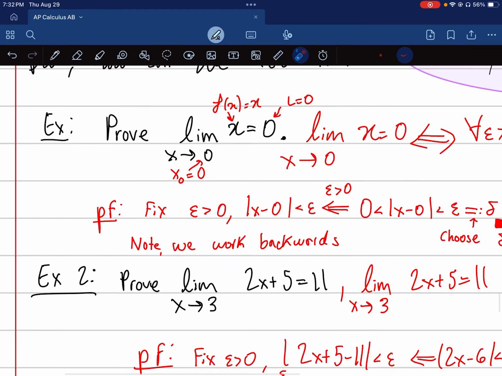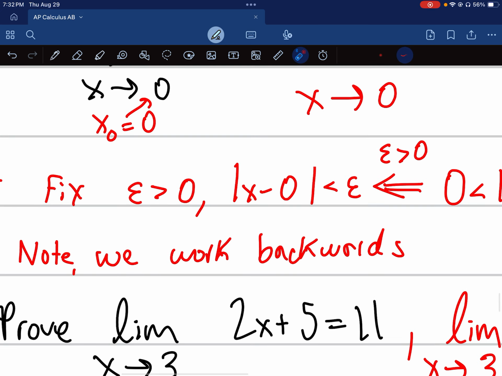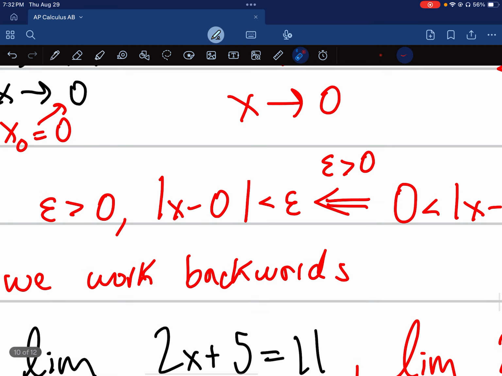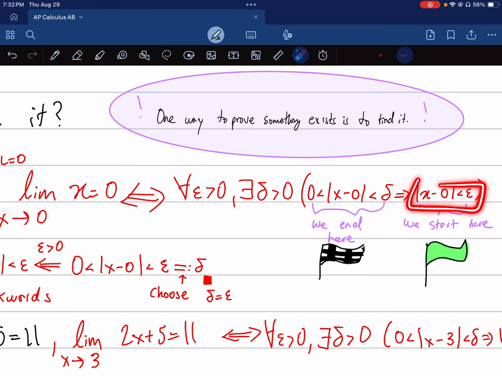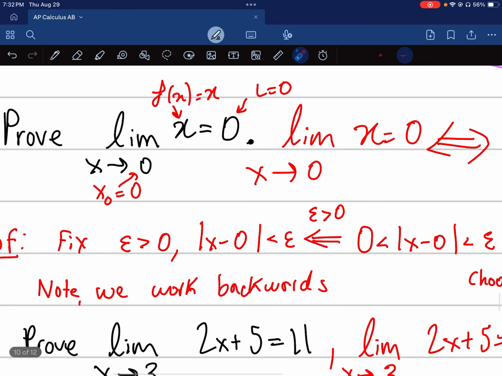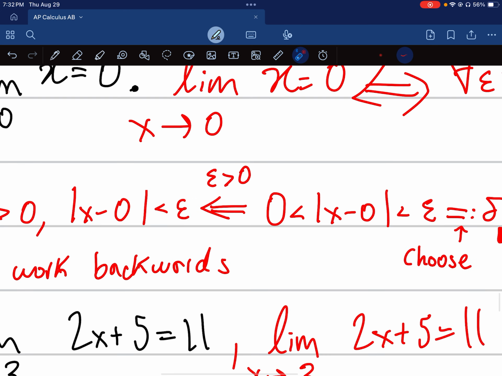So since we're writing our proof, we're going to write PF. We're going to fix an epsilon greater than 0, such that the absolute value of x minus 0 is less than epsilon. So remember, we start here. What does it mean to fix epsilon greater than 0? Well, remember, we said for any epsilon greater than 0. So we're just going to say, okay, let's say epsilon is greater than 0. So we're going to write this here, and now we're going to work backwards. We're going to have a backwards arrow.